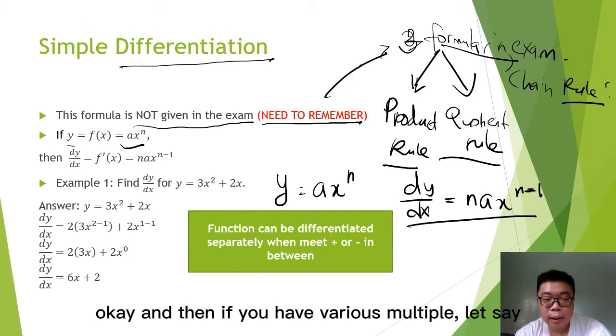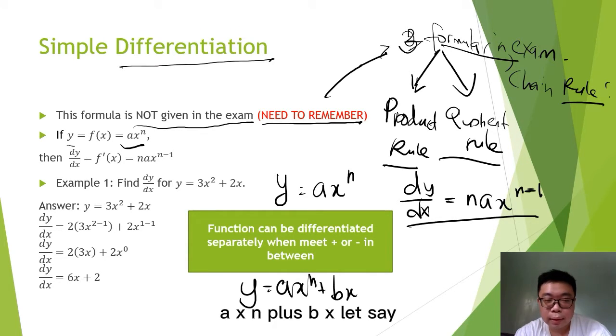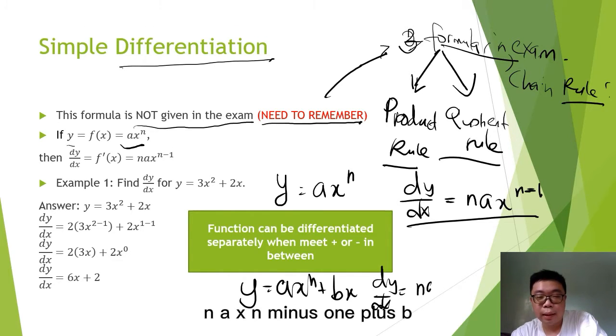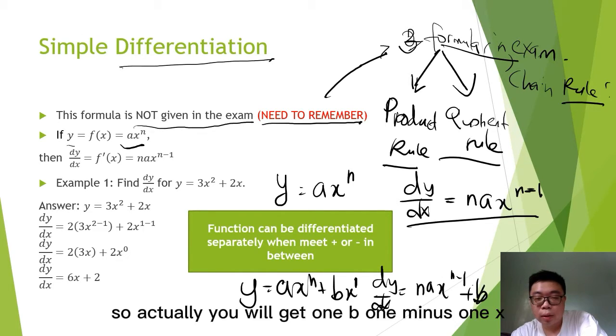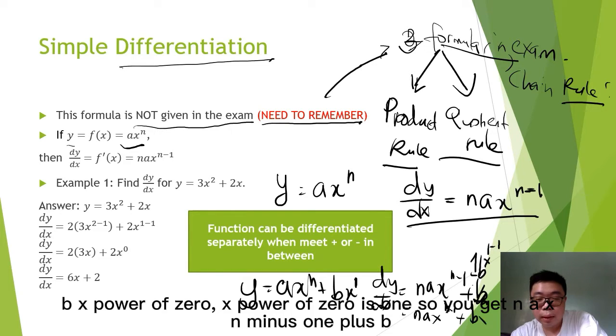And then if you have multiple terms, let's say y equals a x^n plus b x, so what you will have for dy/dx is n a x^(n-1) plus b. Why b? Because this is power of 1. So the 1 moves down, you multiply with 1 here. We get 1 times b times x^(1-1), so n a x^(n-1) plus b x to the power of 0. x to the power of 0 is 1, so we get n a x^(n-1) plus b.